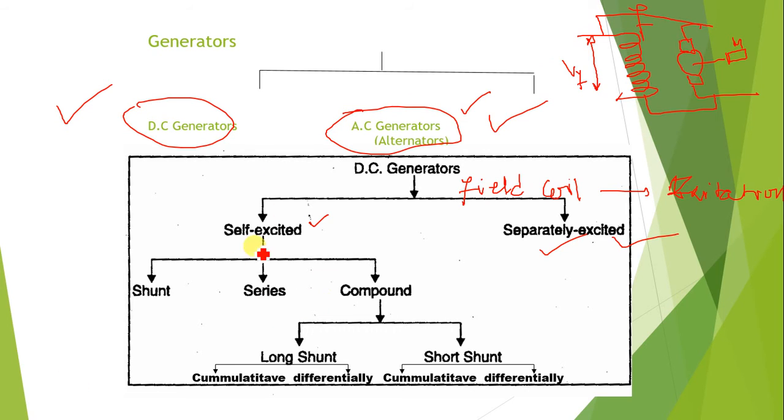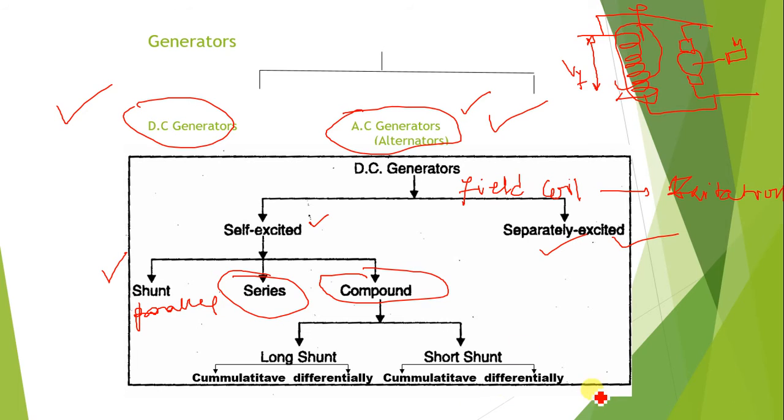So this self-excited is again classified into three classifications. Shunt, which is nothing but parallel. Series: if this set of coils is connected with the armature coils in series form, that will become a series. And a compound, both series and parallel together.